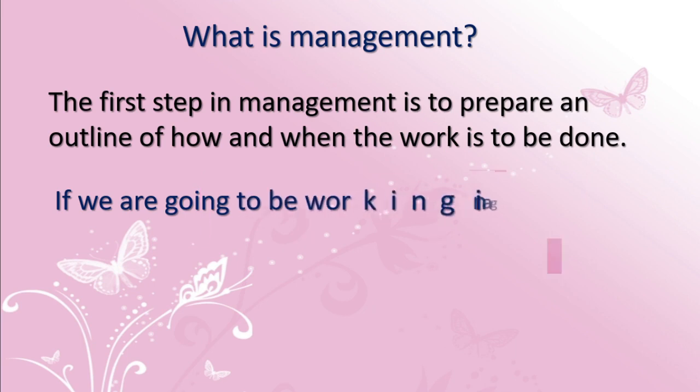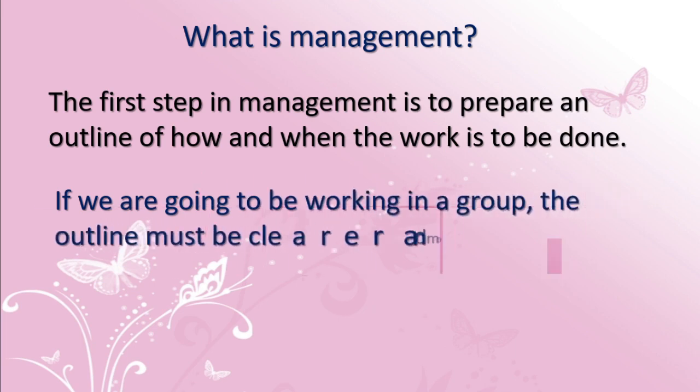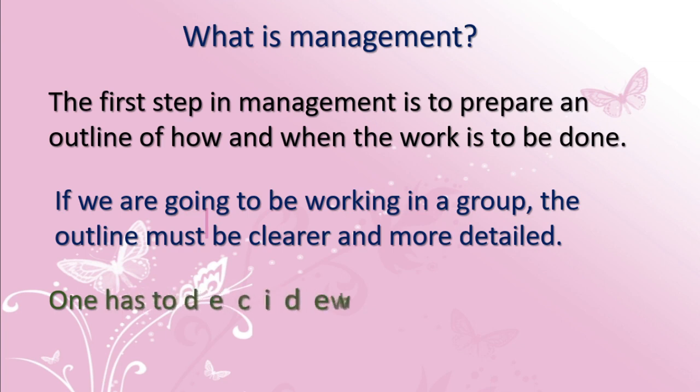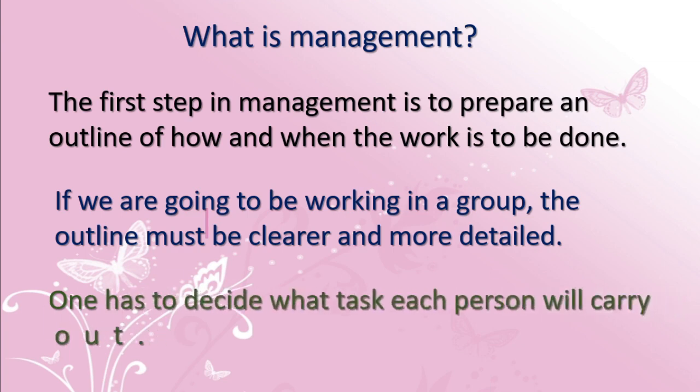Next is, if we are going to be working in a group, the outline must be clearer and more detailed. Yes, dear children, you know that in a group some people or some students participate in that work. So the outline must be clearer and more detailed. It should be understood by each and every participant of that group. Next is, one has to decide what task each person will carry out. If it is in the group, then each person should know his or her work. Okay?